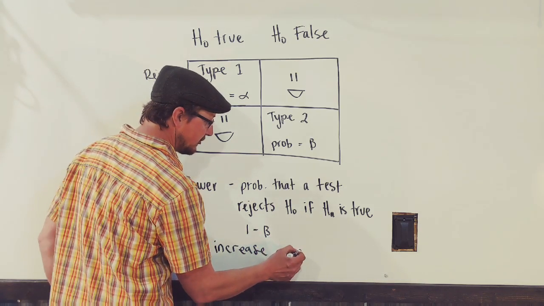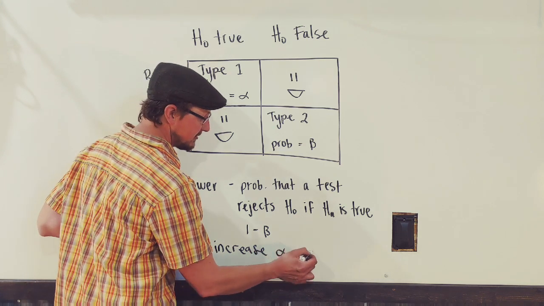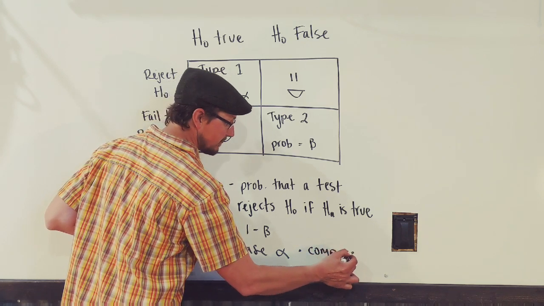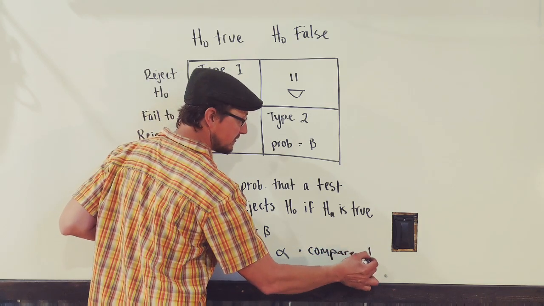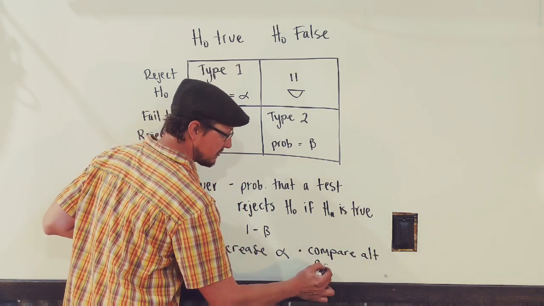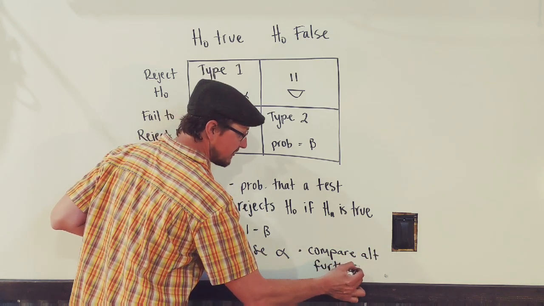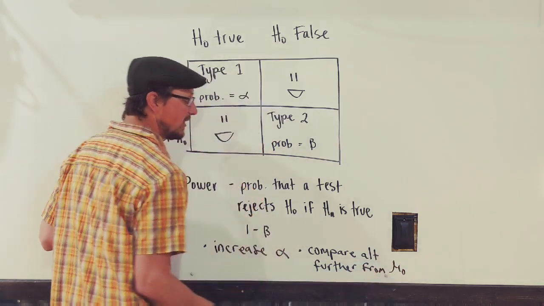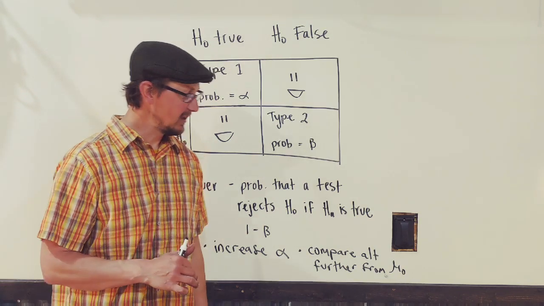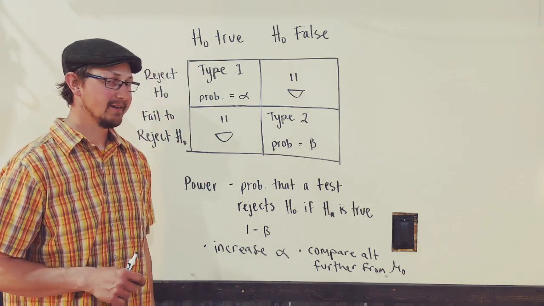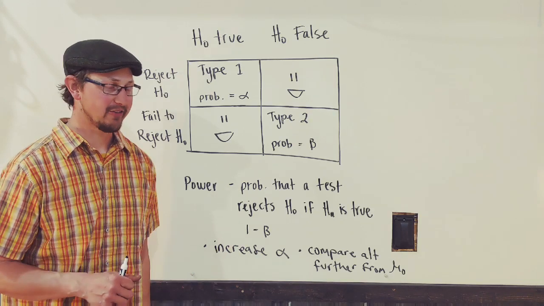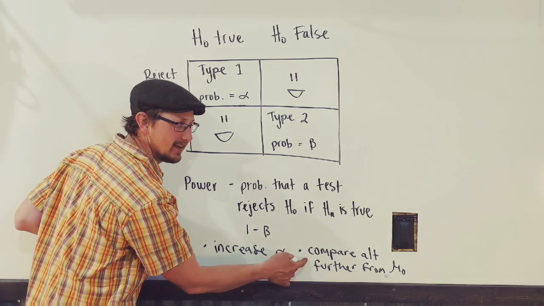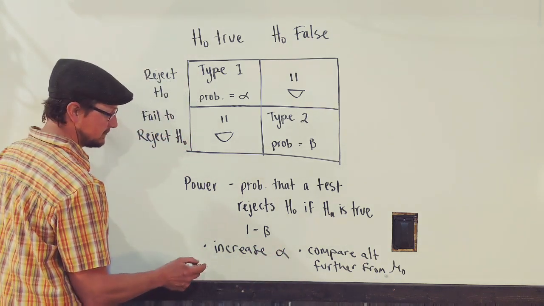Another way we can do this is to compare alternatives further from the null hypothesis. So when my alternative is further from the null, then it becomes easier to see that there's a difference there. This one, in practice, is pretty impossible to do.